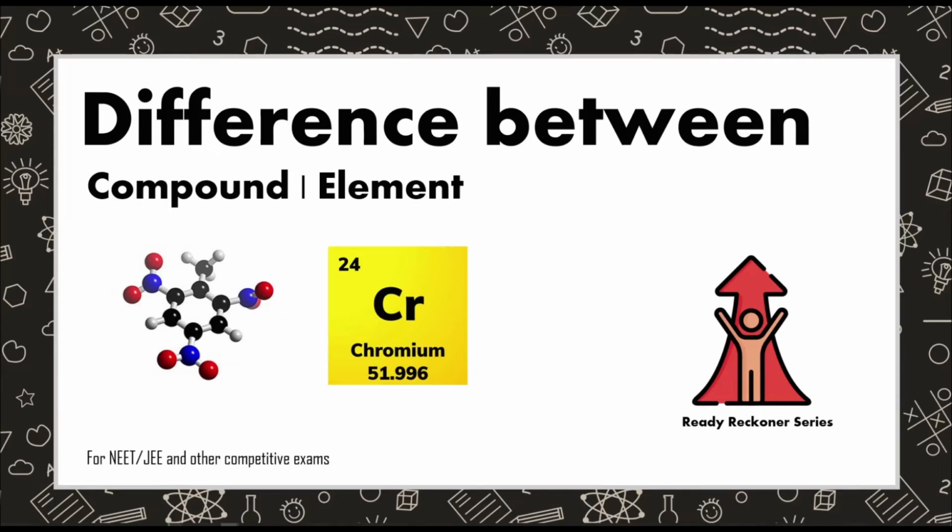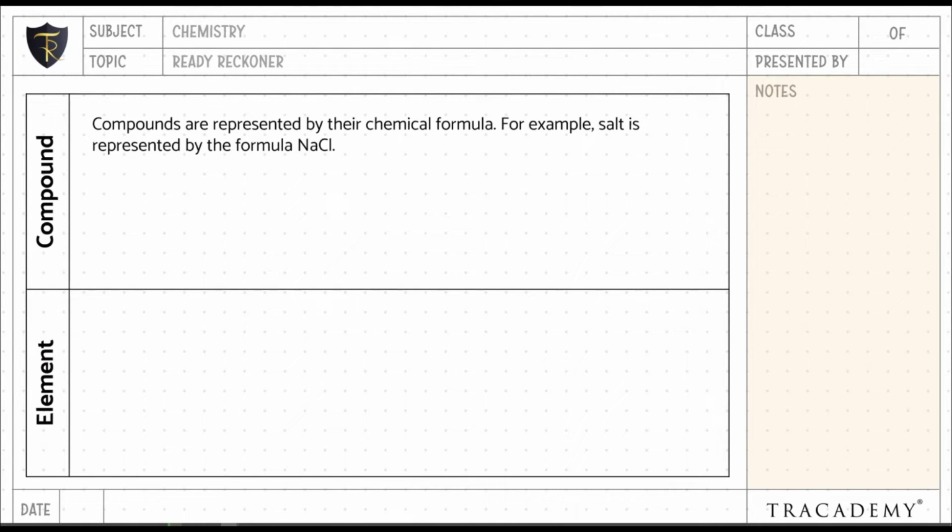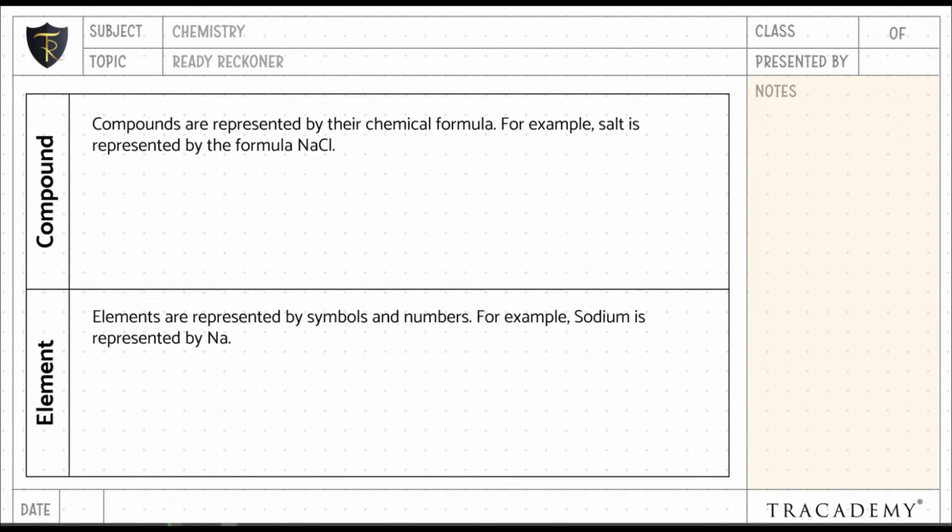In this video, let's understand the difference between elements and compounds. Compounds are represented by their chemical formula. For example, salt is represented by the formula NaCl. Elements are represented by symbols and numbers. For example, sodium is represented by Na.